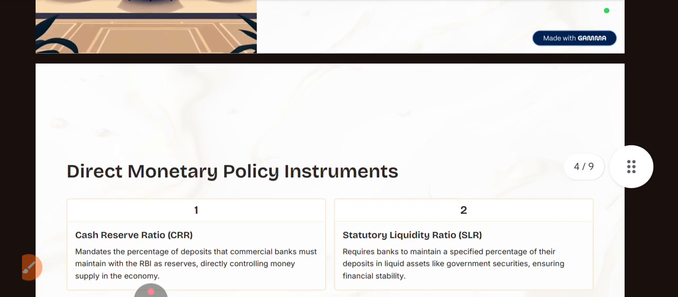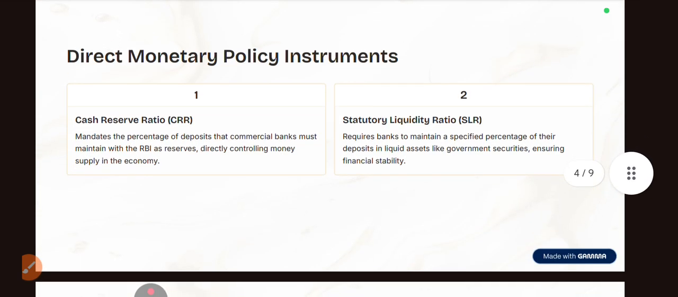Okay, now let us move to the first direct monetary instrument. There are direct and indirect monetary instruments. Now let us discuss the direct monetary instruments. Among them we have CRR, the cash reserve ratio, which is nothing but the percentage of deposits that a commercial bank must maintain with RBI as reserve. For example, suppose I'm a bank and I have deposits of 100 rupees. I should reserve 4 rupees, that is 4%, as cash reserve ratio with RBI.